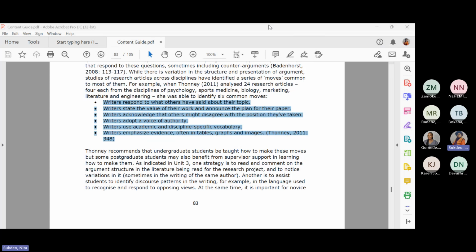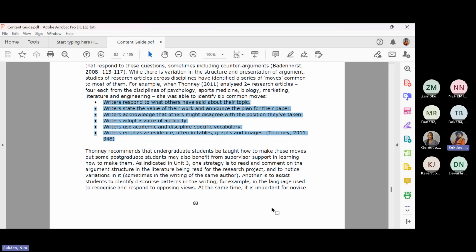So I think a lot of our practices are similar in that we take it chapter by chapter, right? So you will see that I've highlighted on the screen some common areas that a writer, which is your student at this point, should look at when they are writing up their argument. Everything that you've all just mentioned: writers respond to what others have said about their topic. This is where you have the reference to support it, right?